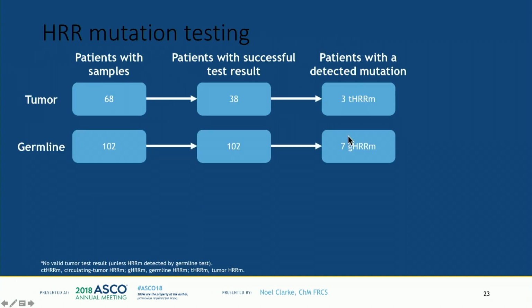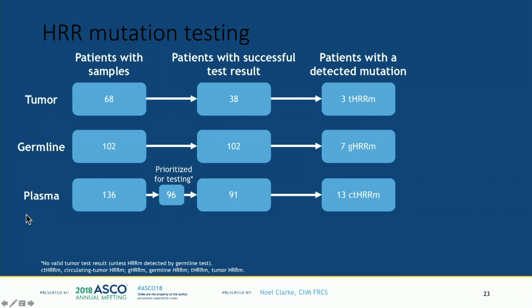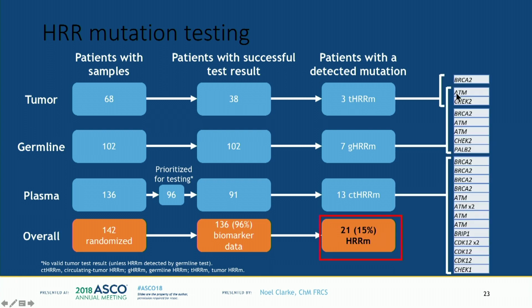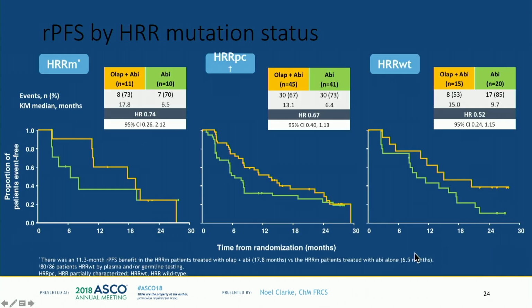So if we start looking at DNA repair mutations in the tumor, there were 38 patients. Germline was tested, also plasma. 3, 7, and 13 respectively had mutations. And overall, of the 142 randomized, 96% have biomarker data, and this is consistent with what we've seen before, about a 15% rate of patients having DNA repair mutations. And these, again, range from BRCA2 to ATM to CHEK2, again typical of what we've seen.